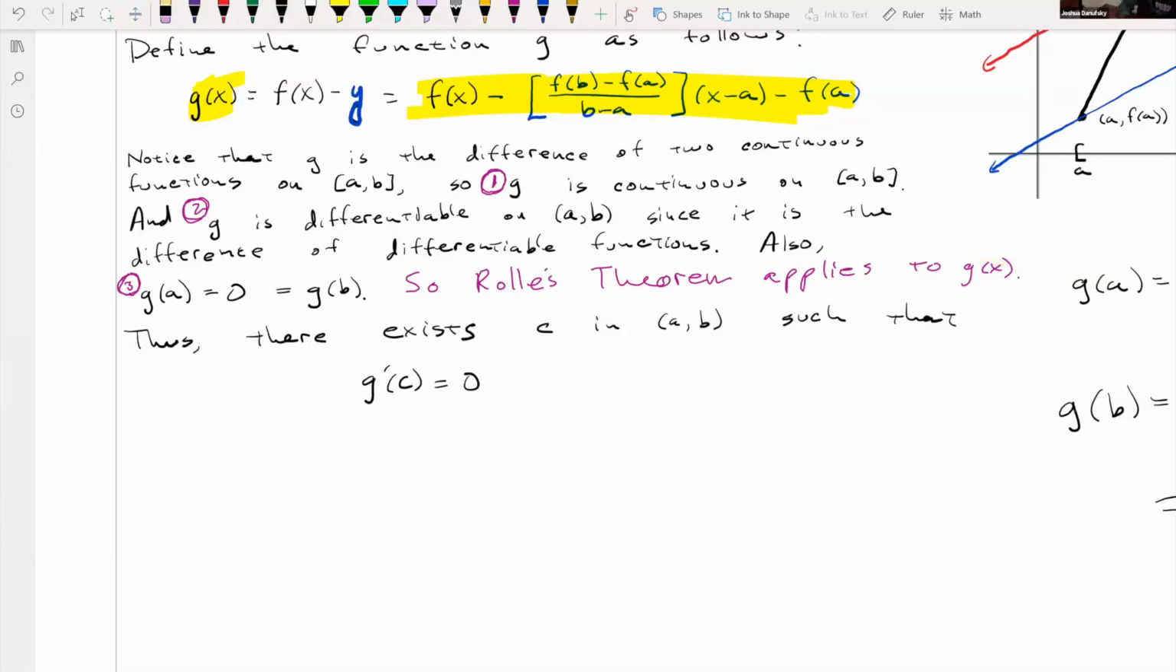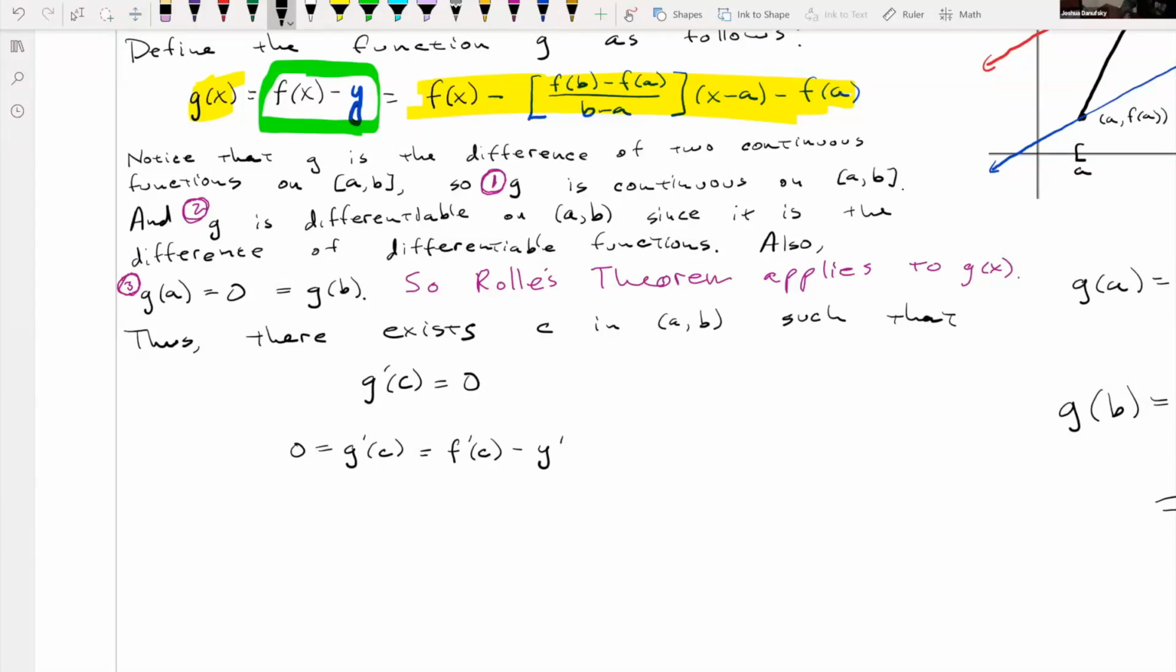In other words, I'm going to write 0 equals g prime of C, which is equal to, okay, this is kind of cool. Watch this. This is our function g in green. So it's got to be f prime of C minus y prime. And the reason I can do this is it's just the derivative of a difference. Now, y is really just a line, and you know the derivative of a line is really just the slope of that line.